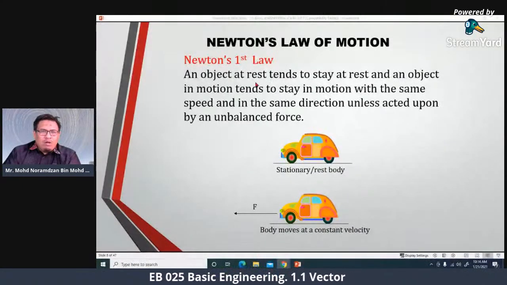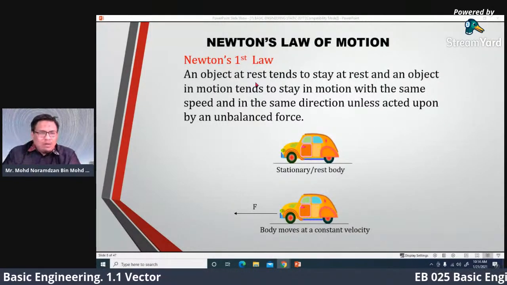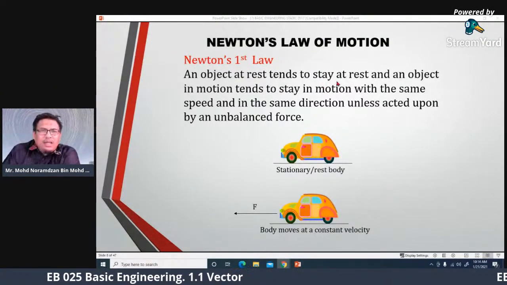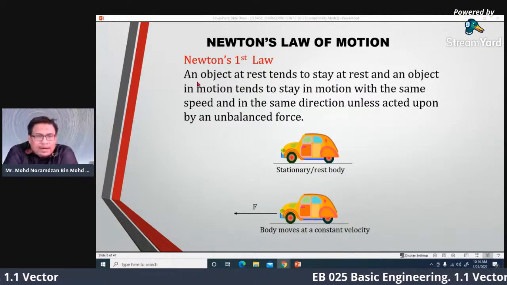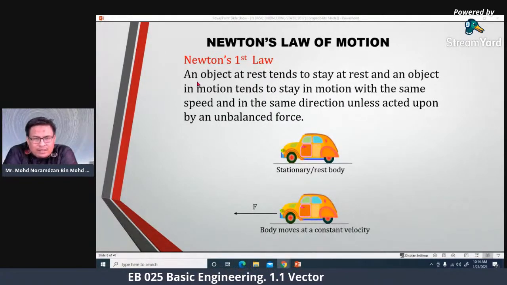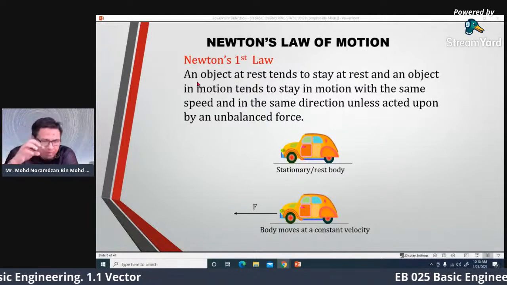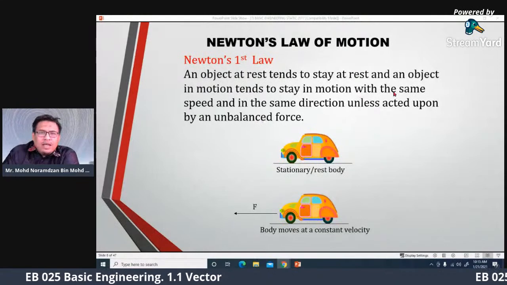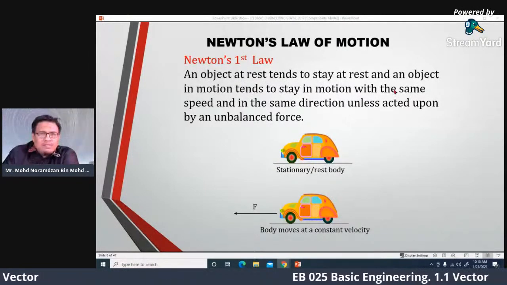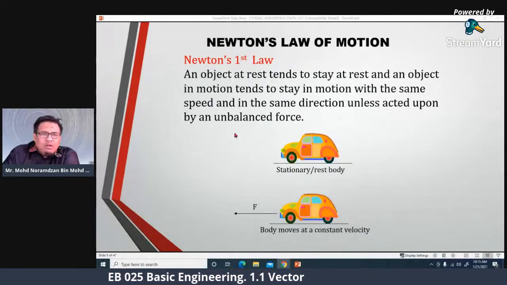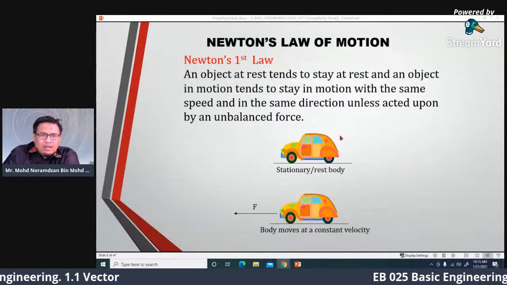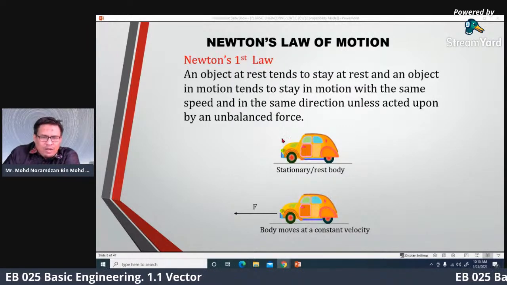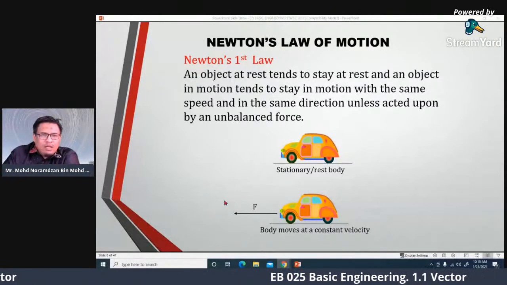Newton's first law. What is Newton's first law? An object at rest tends to stay at rest. That means the object does not move, and it stays. An object in motion tends to stay in motion, with the same speed and same direction, unless acted upon by an unbalanced force. This is the example: the object is a body at rest, it stays, and then the body moves at a constant velocity.